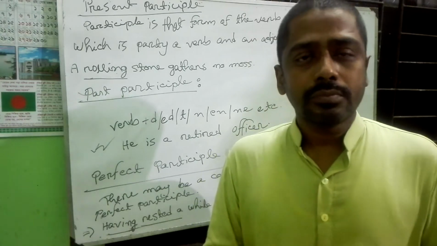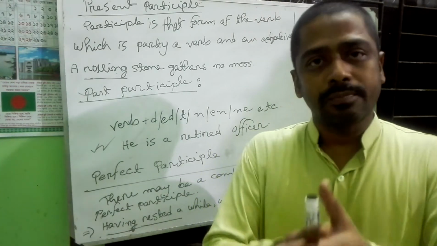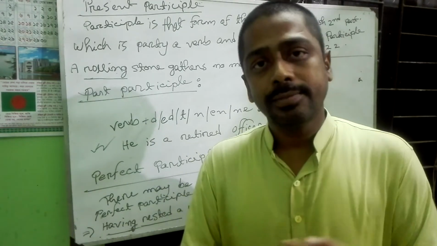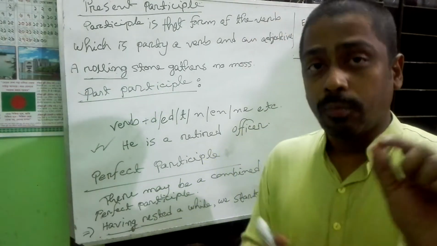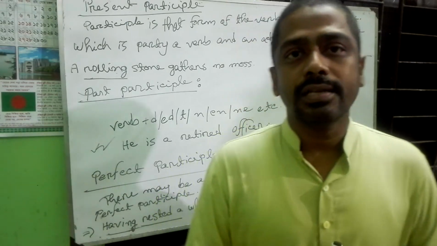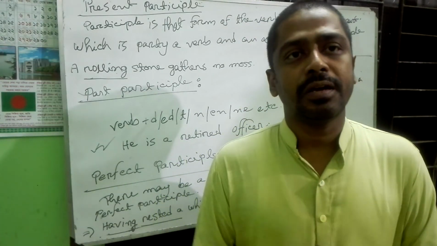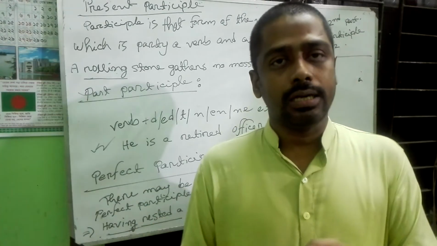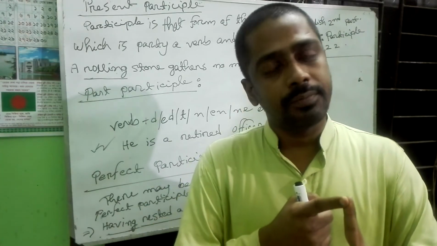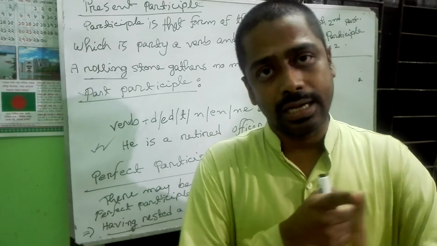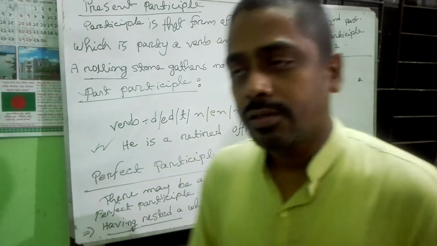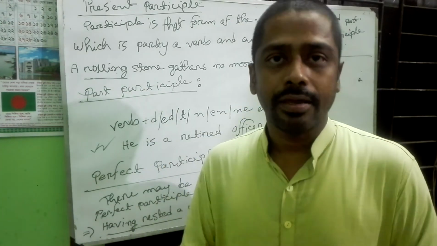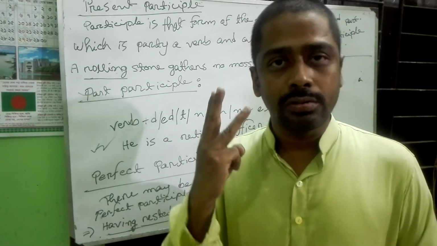So at first, I want to ask you, what is participle? Do you know? Okay, I'm telling you. Participle is a double part of speech. Its function is double: it acts like a verb, and it acts like an adjective. So we can classify participle into three kinds.